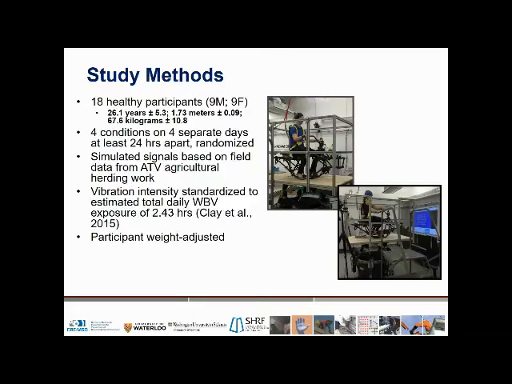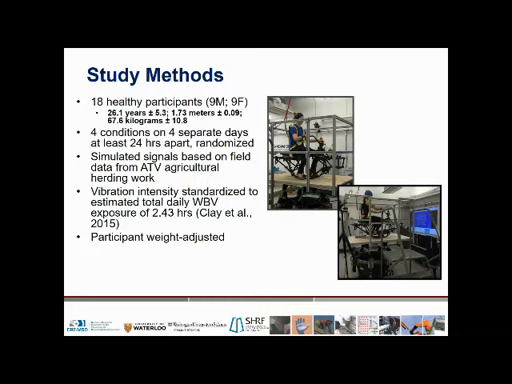So we recruited 18 healthy participants, 9 males, 9 females, to perform 4 conditions on 4 separate days, at least 24 hours apart. The conditions themselves were randomized on a per participant basis. We simulated signals based on field data from all-terrain vehicle or ATV agricultural herding work and fed this into a 6 degree of freedom hexapod platform.